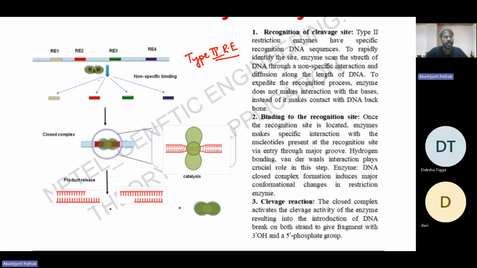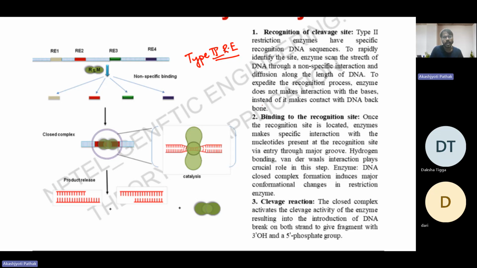So you can see here this type 2 restriction enzyme has three different proteins, R, S, and M. The type 2 restriction enzyme has specific recognition DNA sequences. They act as specific recognition sequences to rapidly identify the site. What does the enzyme do? The enzyme scans the stretch of DNA through non-specific interaction and diffusion along the length of the DNA. To expedite the recognition process, the enzyme does not interact with the bases. Instead, it makes contact with the DNA backbone.